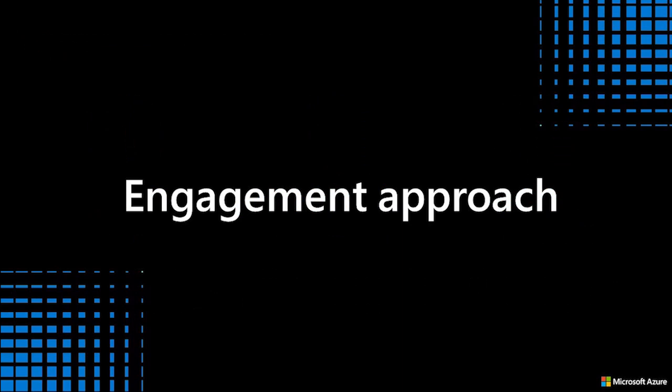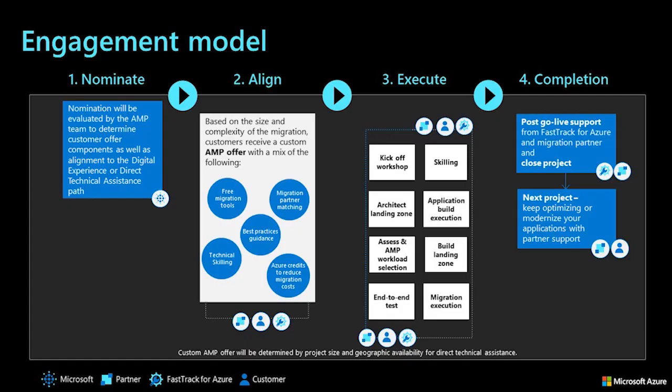Jay? Thank you, Charles. So let's walk through the AMP engagement model and some of the milestones you can expect. So as you can see, there are 3 key parties in an AMP engagement: the customer, Microsoft, and the partner. It's critical that each stakeholder has an executive sponsor and a project lead, and that before kicking off this project, each clearly understands their own swim lane.